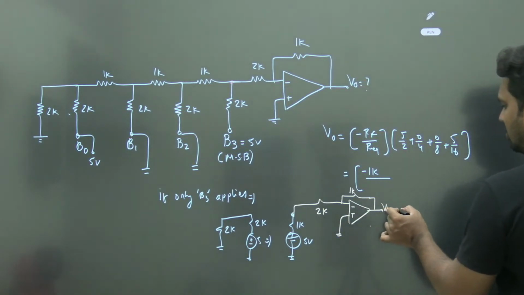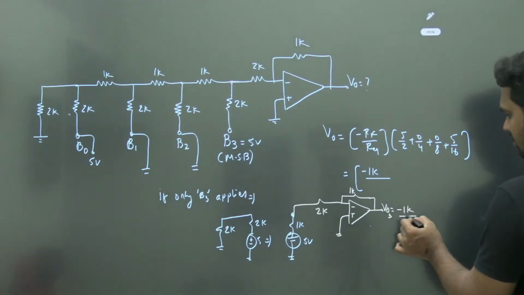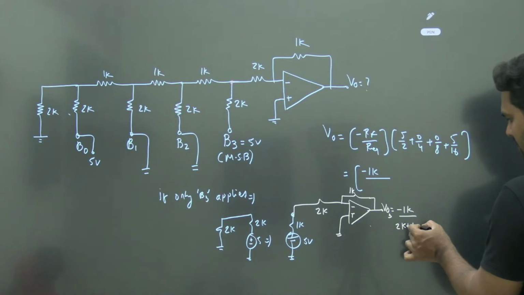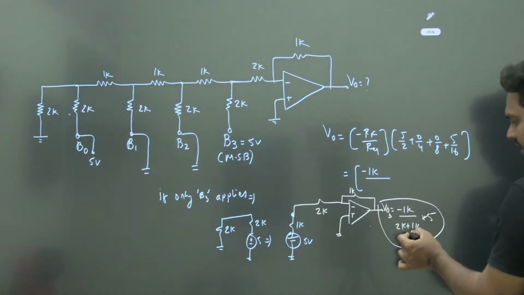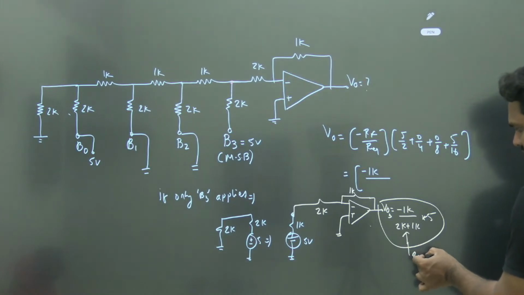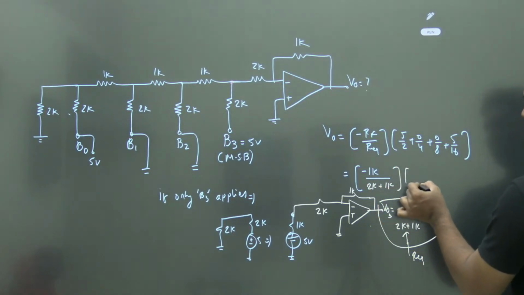What is your V naught here? Minus 1k by V naught of 3. 2k plus 1k. This is what the R equivalent. So here 2k plus 1k into 5 by 2.